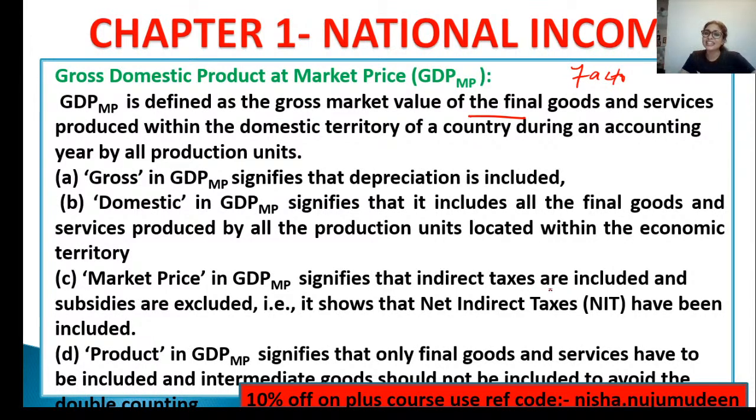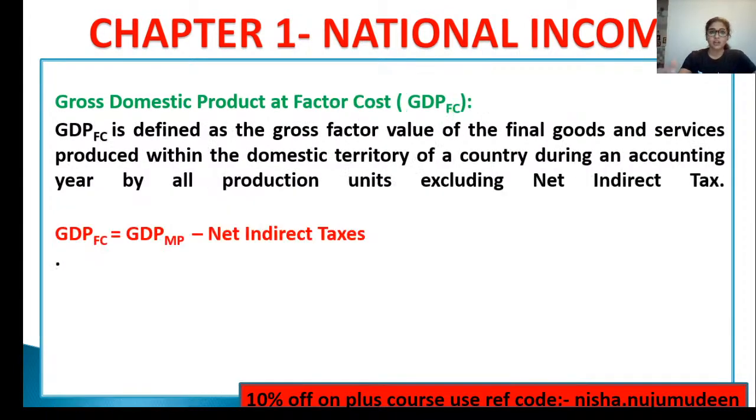That is the meaning of GDP at market price. It shows that the net indirect taxes, that is indirect tax minus subsidy, have been included. Clear? Because subsidies are completely excluded. That is the meaning of GDP at market price in simple terms. Again, factor cost. I told you what it is, right?